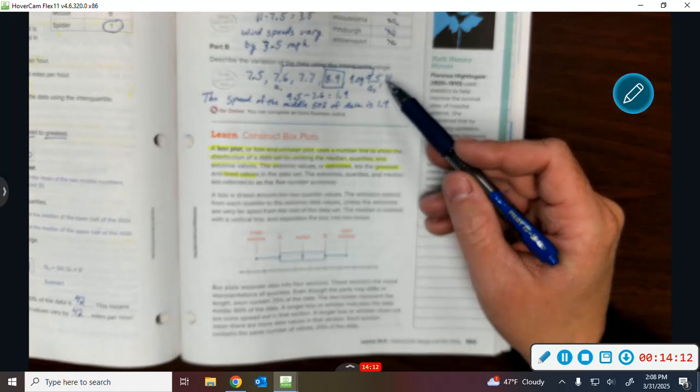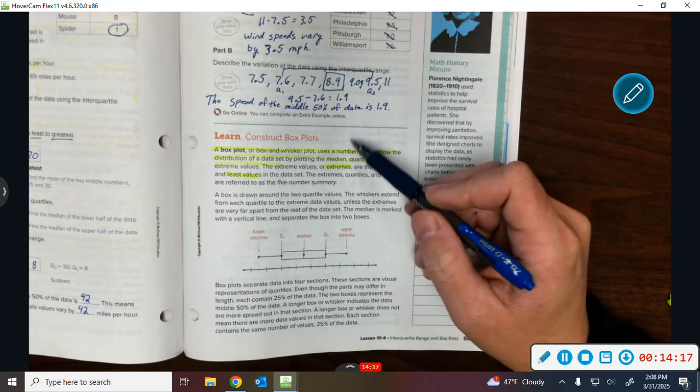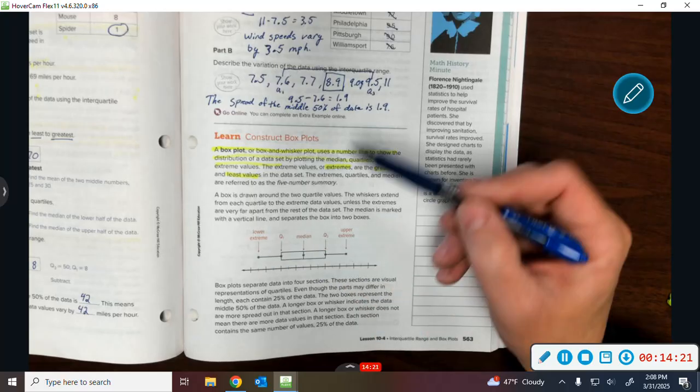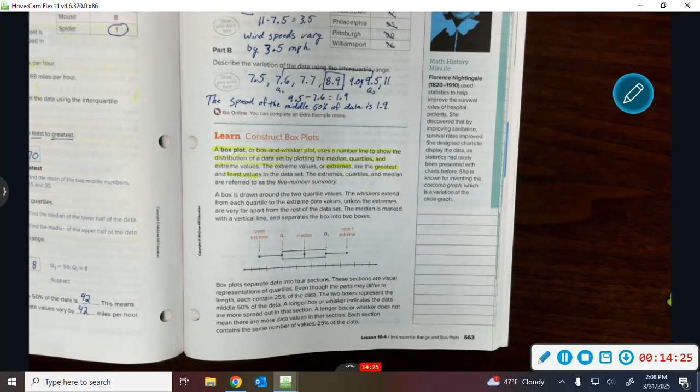We find our biggest number, which is where the end of this whisker is. We find our highest number or lowest number, which is the end of this whisker, and then our Q1 and Q3 is where our box goes around.